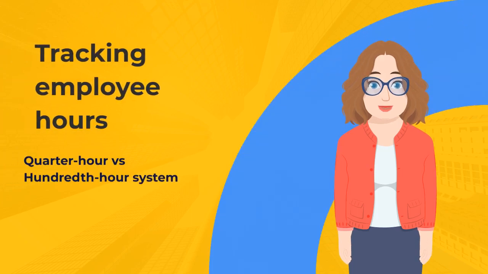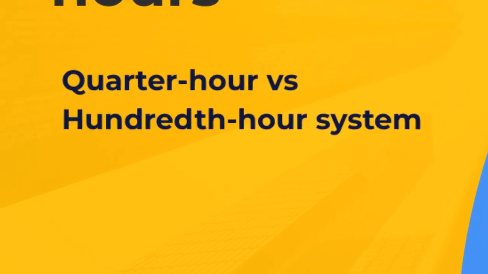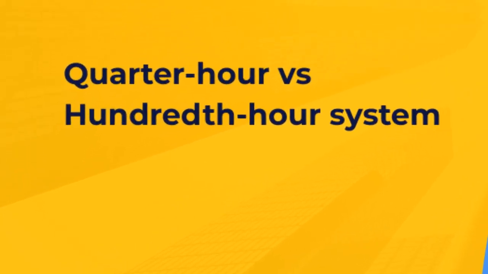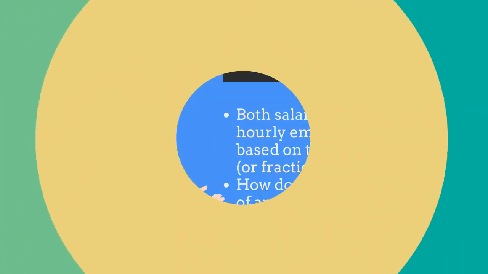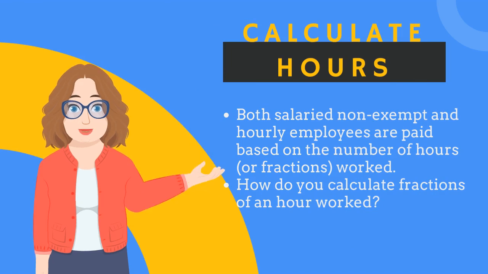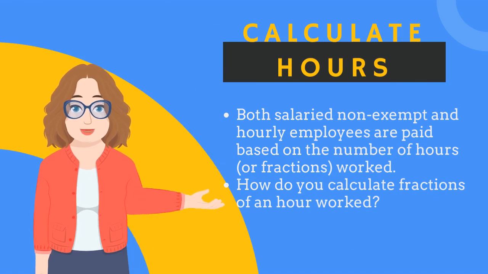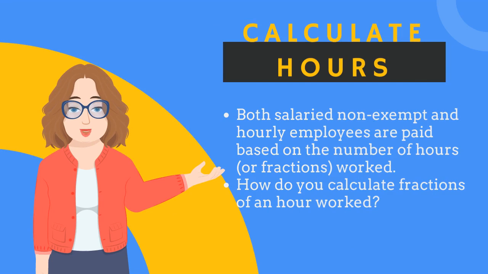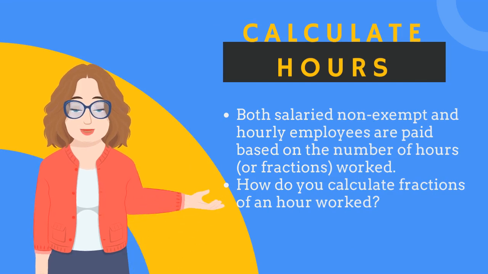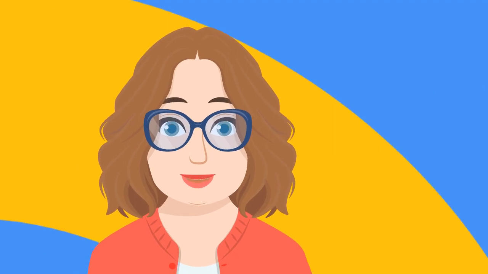How do companies track the time that employees work? Let's talk about how payroll accountants use the quarter hour and the 100th hour system to do that. Both salaried non-exempt and hourly employees are paid based on the number of hours or fractions of hours worked. Calculating wages based on whole hours is pretty easy, but how do you calculate the wage amount when the employee works half an hour or a quarter hour or 2 minutes?